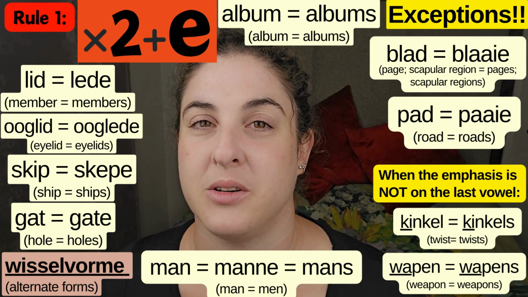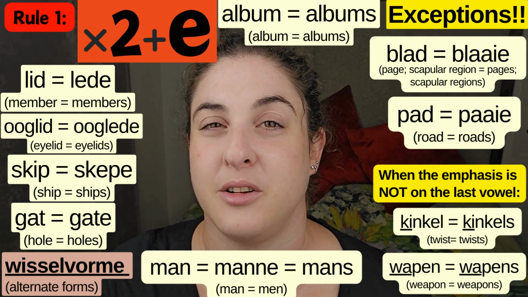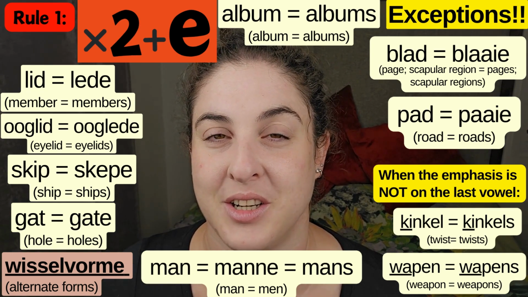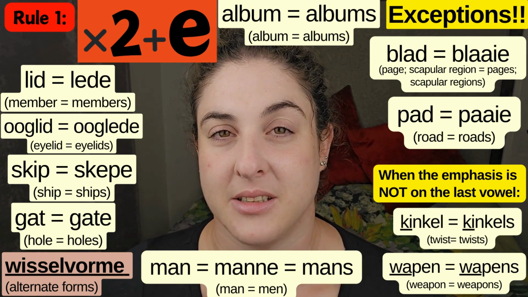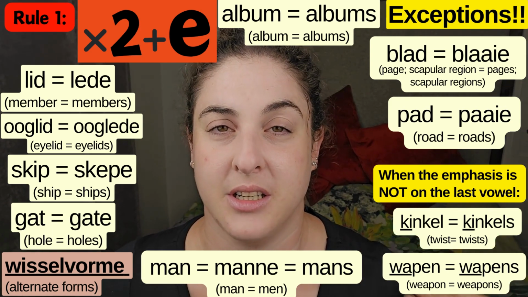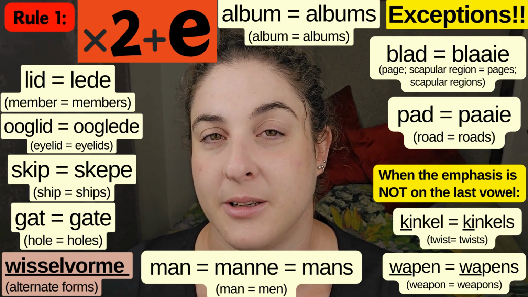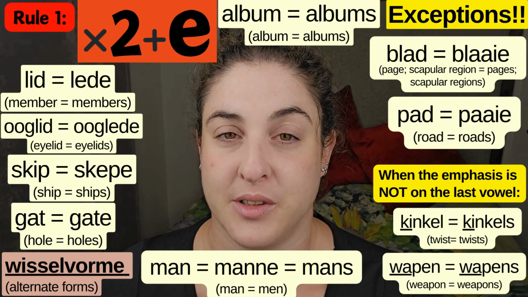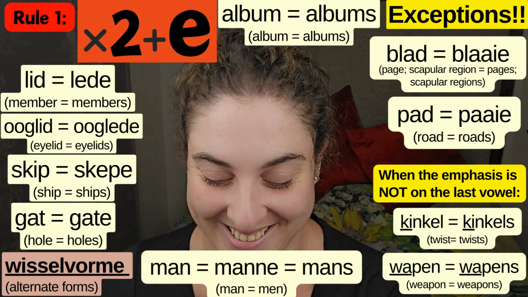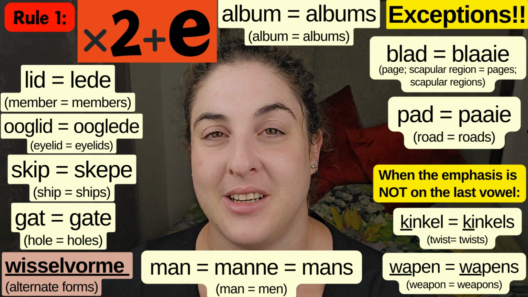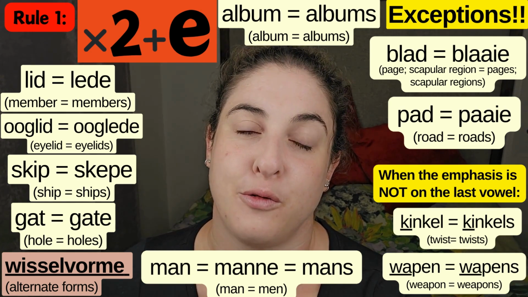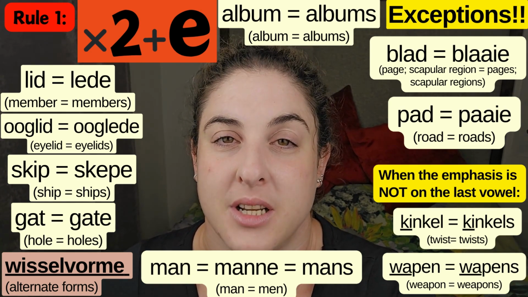But if you want me to make a video on wisselforme and the different ways in which those wisselforme are used, then let me know in the comment section. And then we look at blad, and that can either be a page or your scapular region. The plural for blad is blaaie. And then we have pad, paaie, and then we arrive at words that have the emphasis on the first vowel or on the first syllable.